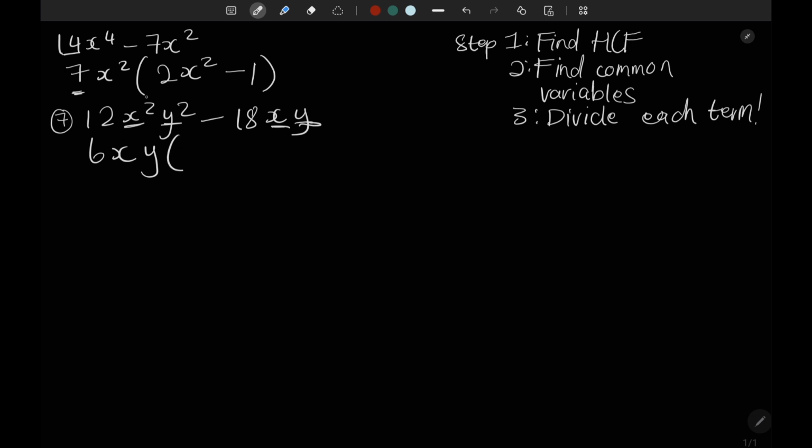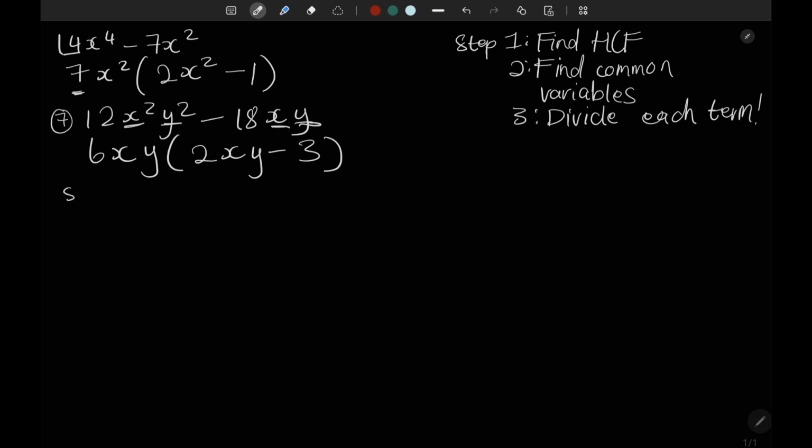Y. Open a bracket. 12 divided by 6 is 2. So you write down your 2. X squared and x, 2 minus 1 is 1. So just write x. Then y squared, 2 minus 1 is also 1. So xy. Negative 18 divided by 6 is negative 3. Let's move to our variables, x and x. 1 minus 1 is 0, so there's nothing. Y and y, 1 minus 1 is 0. So your final answer is 6xy, 2x minus 3.